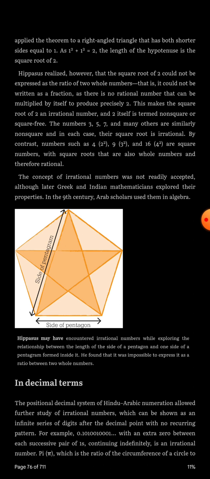The numbers 3, 5, 7, and many others are similarly non-square, and in each case, their square root is irrational. By contrast, numbers such as 4 (2 squared), 9 (3 squared), and 16 (4 squared) are square numbers with square roots that are also whole numbers and therefore rational. The concept of irrational numbers was not readily accepted, although later Greek and Indian mathematicians explored their properties.